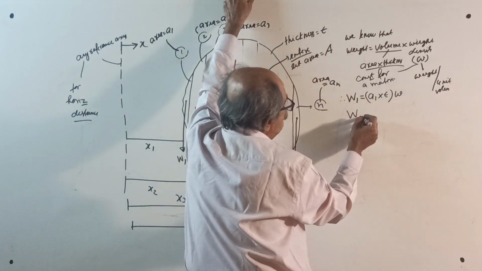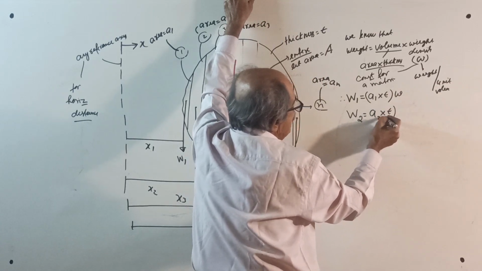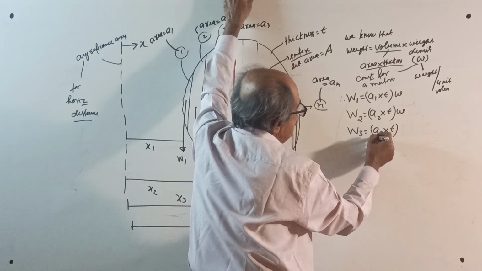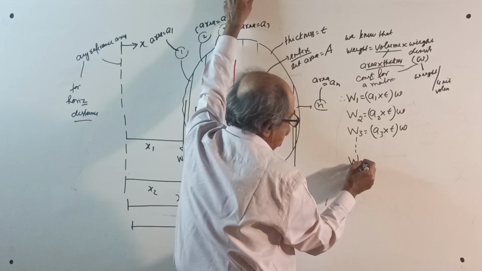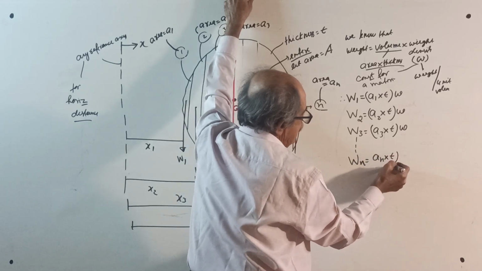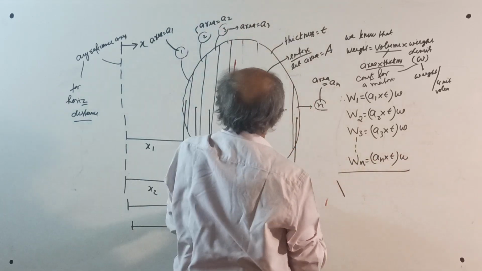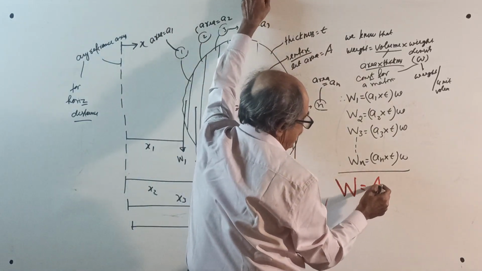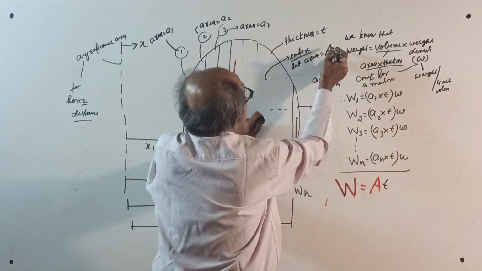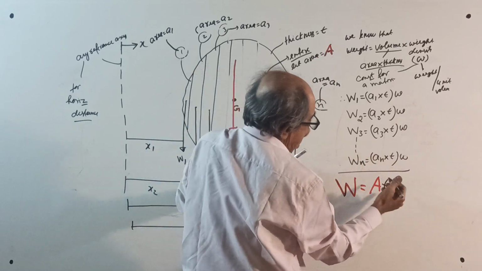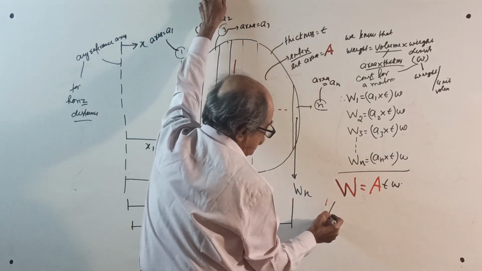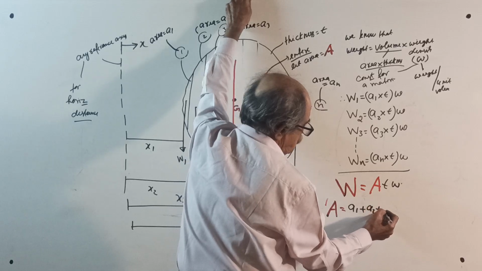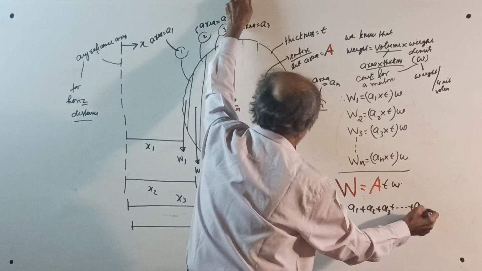Same way, W2 equals A2 into T into W. Same way, W3 equals A3 into T into W, and so on. Wn equals An into T into W, and capital W, the entire weight, equals the full area, capital A, into T into W. Undoubtedly, your capital A equals A1 plus A2 plus A3, and so on up to An. Okay, sufficient.